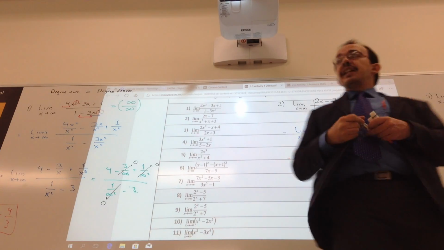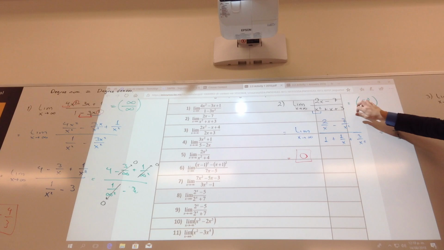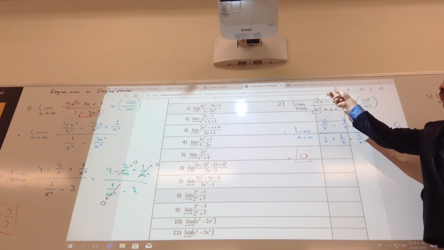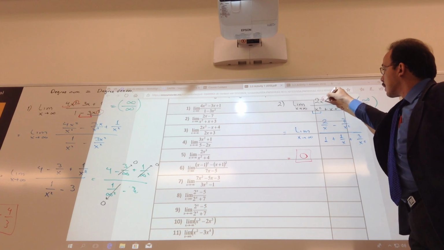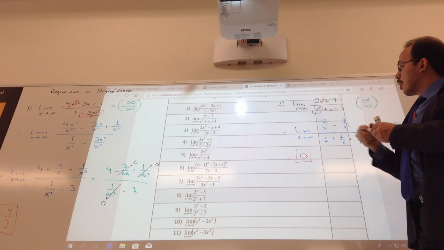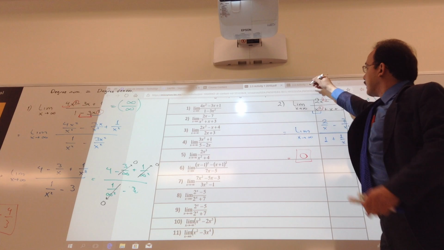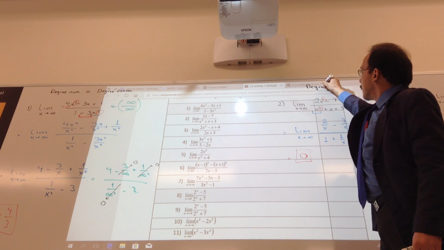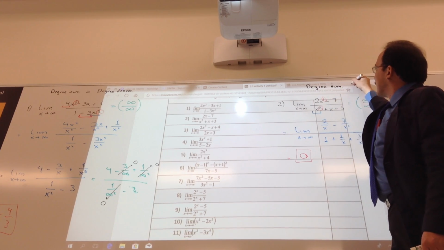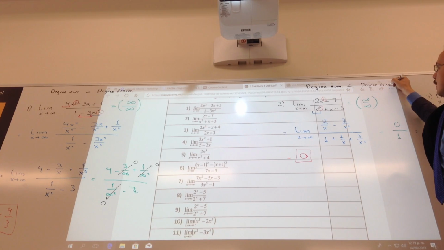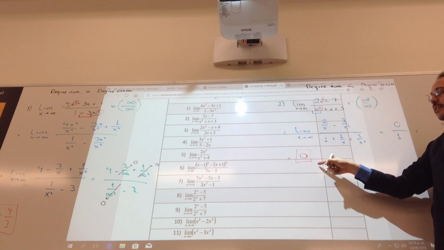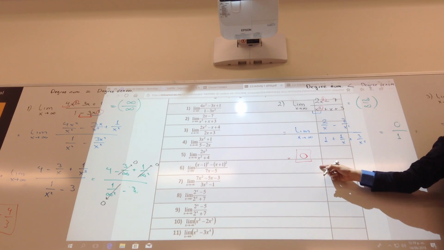Okay, second case. What's the degree of the numerator here? The highest power? 1. And here? 2. So, in this case, the degree of the numerator is less than the degree of the denominator. In that case, the answer is going to be always 0.